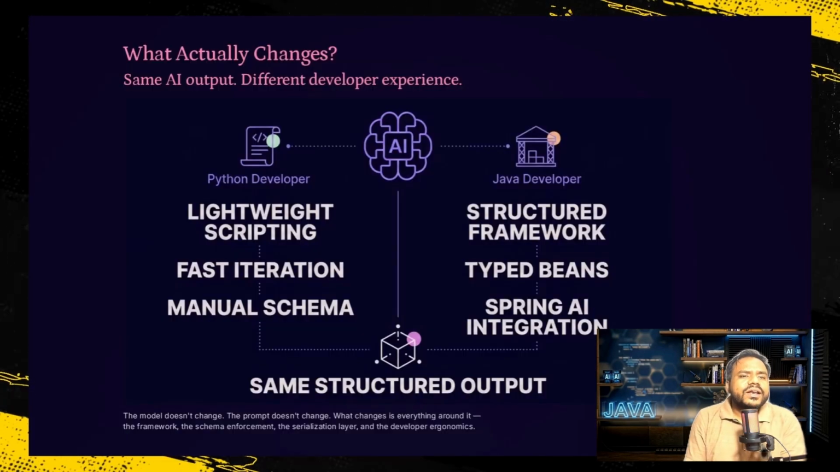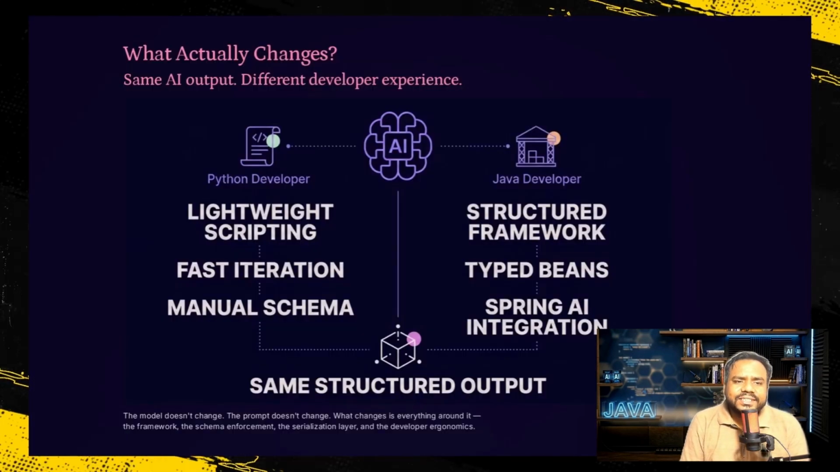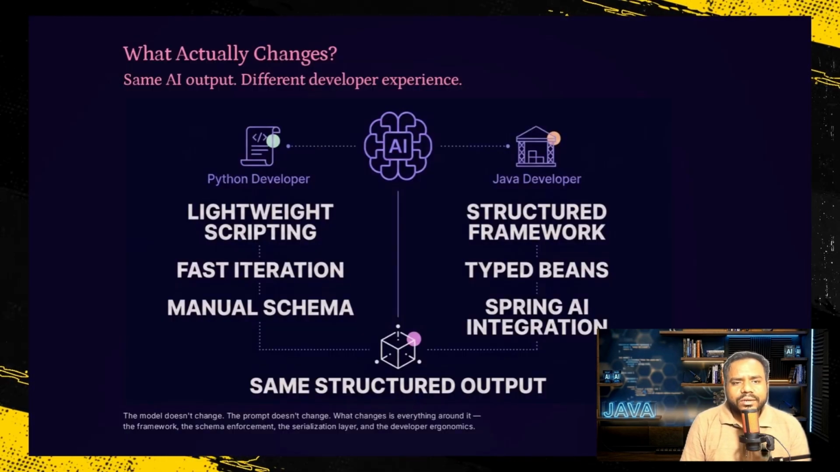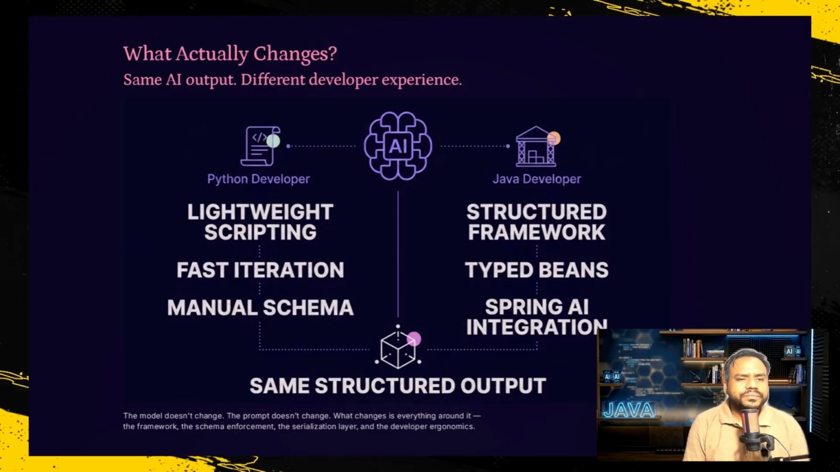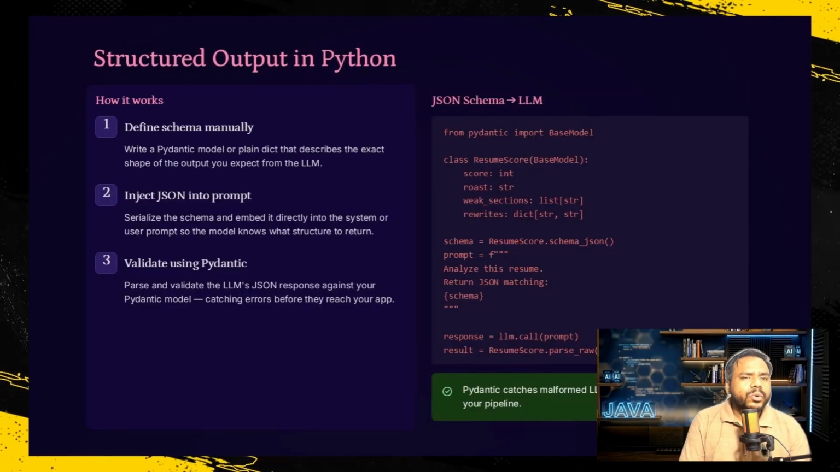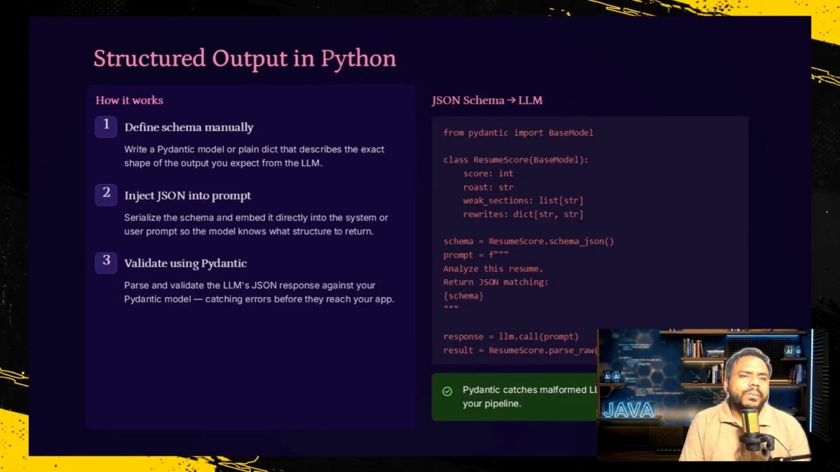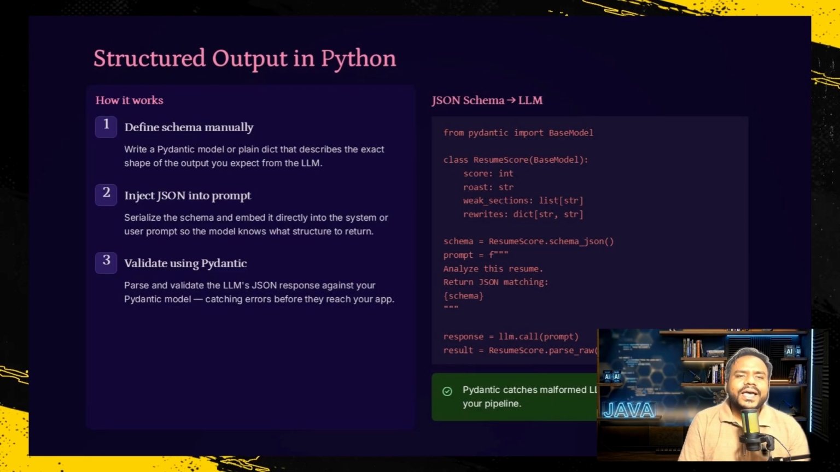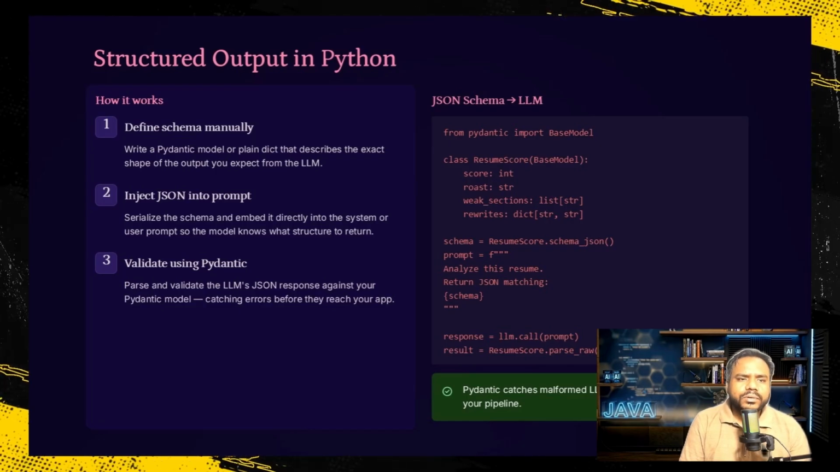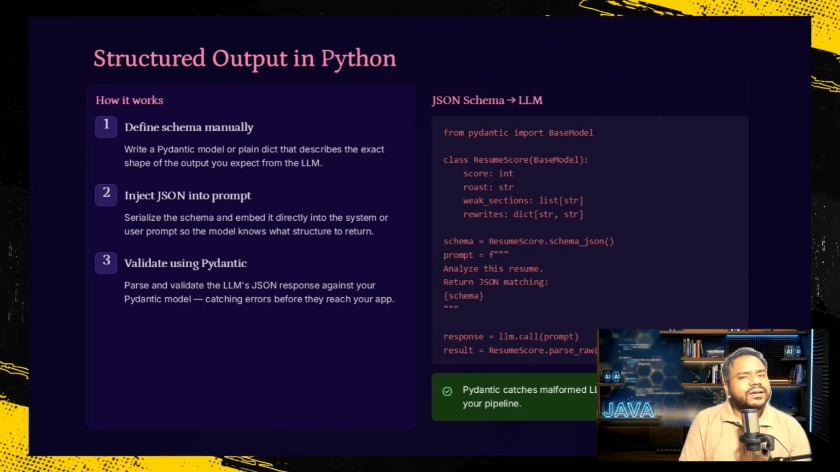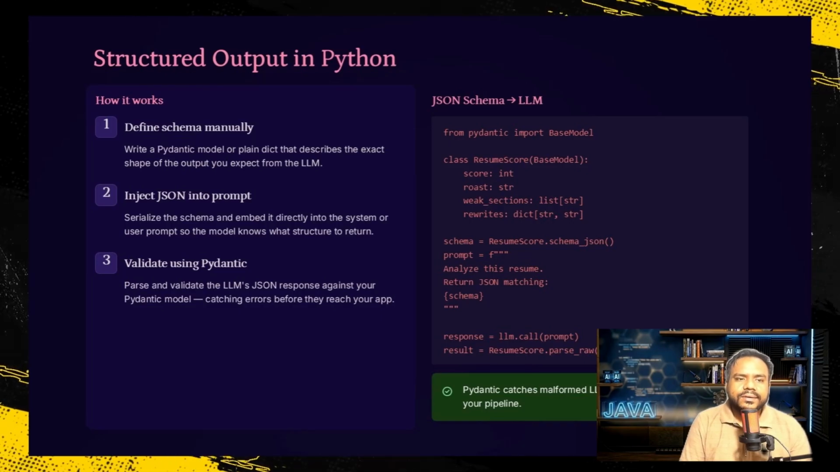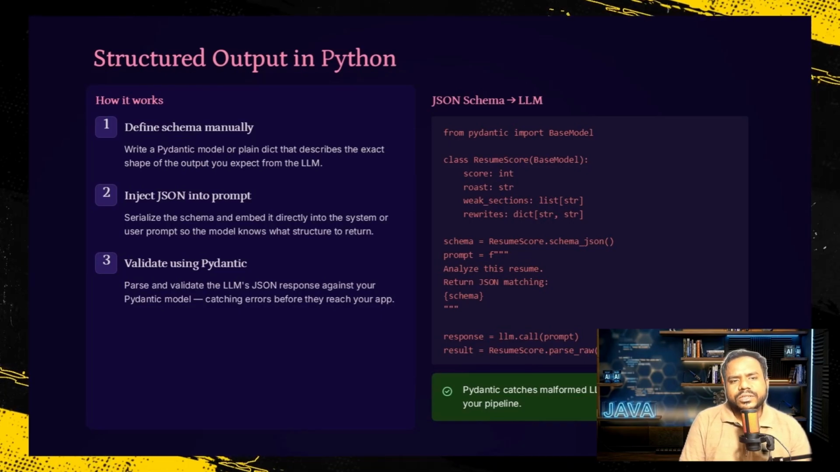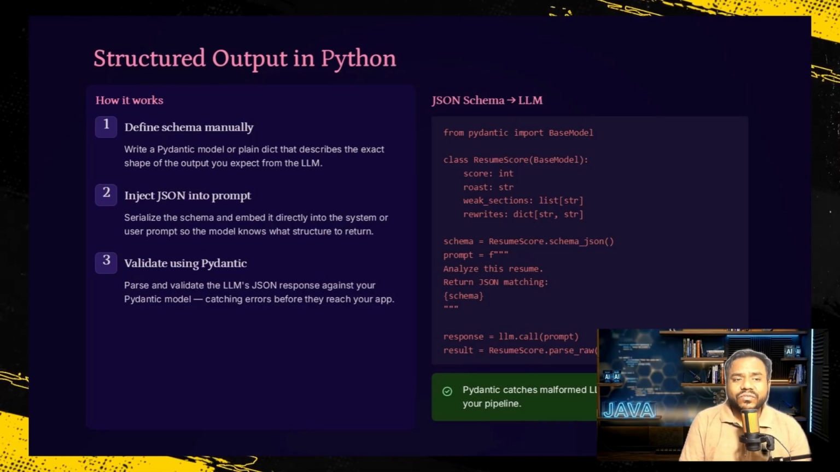Okay, so now let's talk about what actually changes when you pick one over the other, because the roast output is similar, but the experience of building it is pretty different. In Python, you write a Pydantic class, then you manually dump that schema as JSON, put it into the prompt, the LLM sees it, returns JSON, and Pydantic validates on the way back. You are writing all this yourself. It's about 10 lines of code.